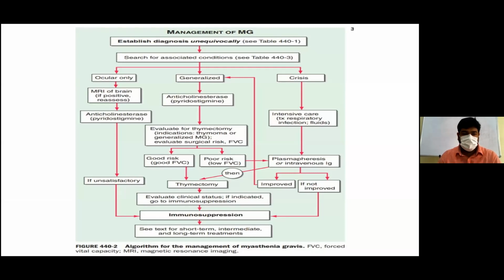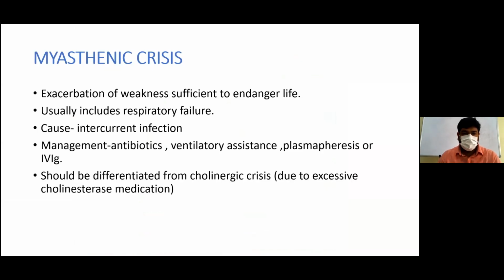Coming to myasthenic crisis. This is exacerbation of weakness sufficient to endanger the life. This usually includes respiratory failure. Management includes antibiotics, ventilatory assistance, plasmapheresis, or IVIG. This should be differentiated from cholinergic crisis.